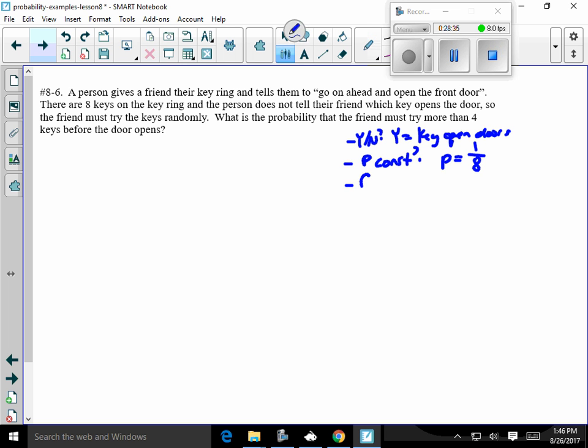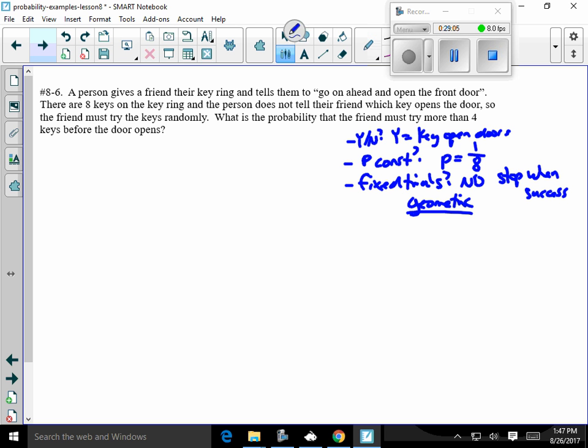Do we have a fixed number of trials here? The answer to that is no. We're not going to try all 8 keys. We're going to keep trying keys until we find the one that opens the door, and then we'll stop, right? We will stop when we have success. Well, when we're trying to figure out how many things we have to try in order to get success, that means that's the geometric case. This is the case where we get to use the geometric model instead of the binomial model.